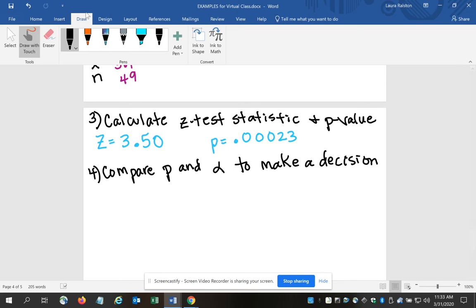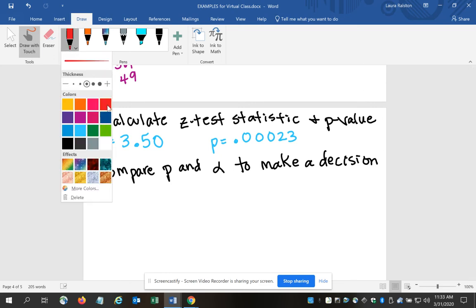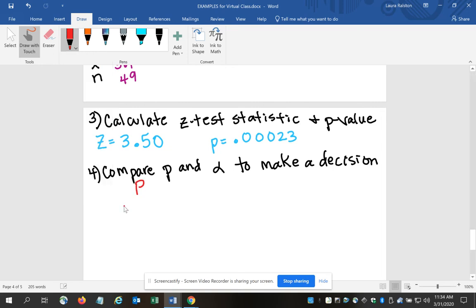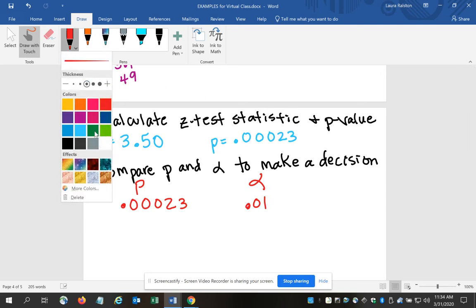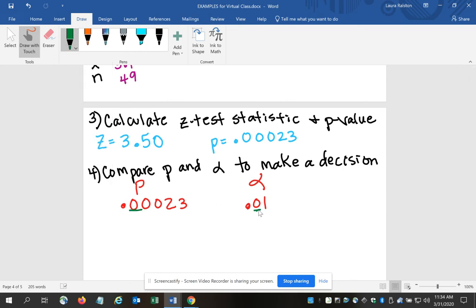Okay, so let's do that. My p-value from the calculator or computer is 0.00023. Alpha is 0.01. Again, compare it digit to digit. Okay, so I have 0 compared to 0. There's no difference. 0 compared to 1. 0 is less than 1, so P is less than alpha, which means we reject the null. Okay?